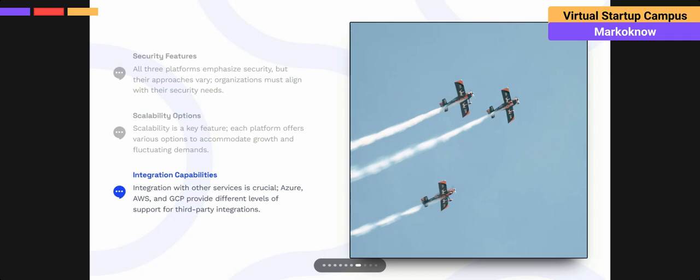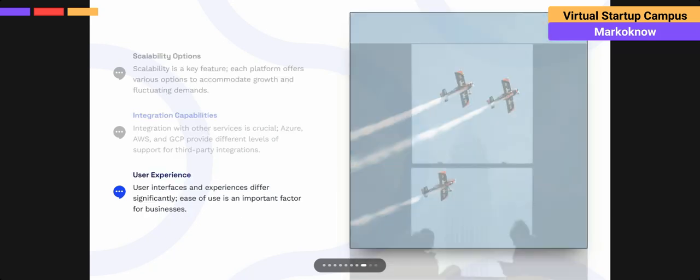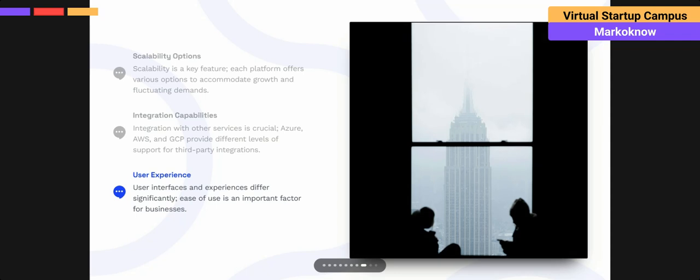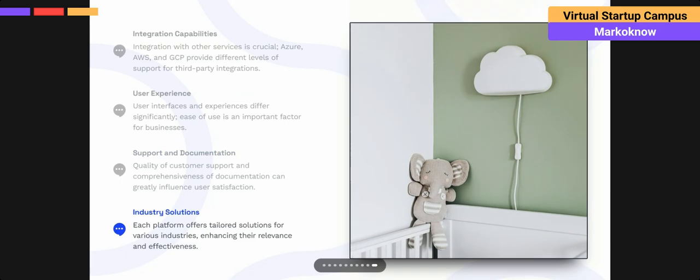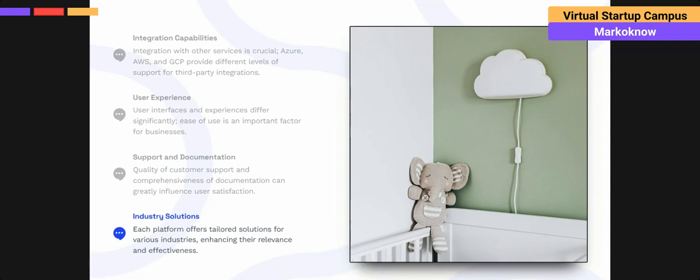Yeah, you can say Azure has an easier way to integrate into your application as compared to AWS and GCP, and the user experience varies according to the business purpose, right? The business factor is also there. So support and documentation is the major area where AWS is dominant. Okay, industry solutions: each platform offers tailored solutions for various industries, enhancing their relevance.